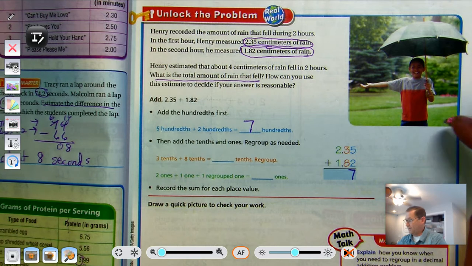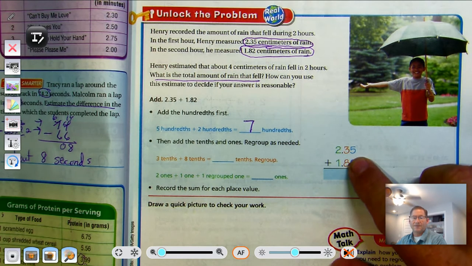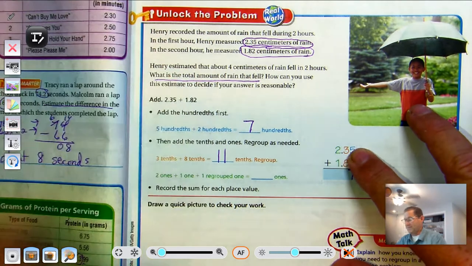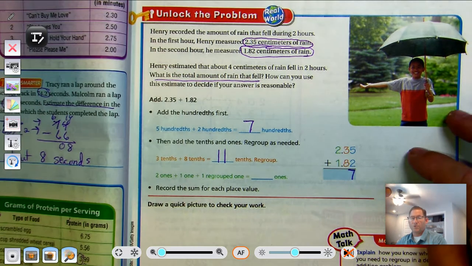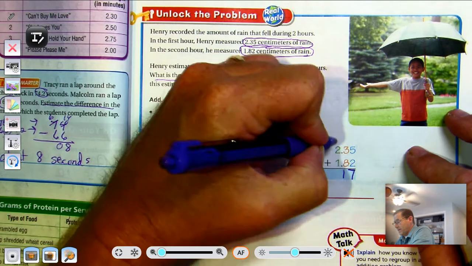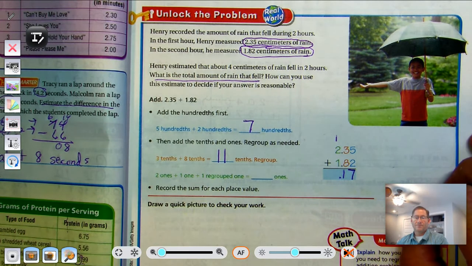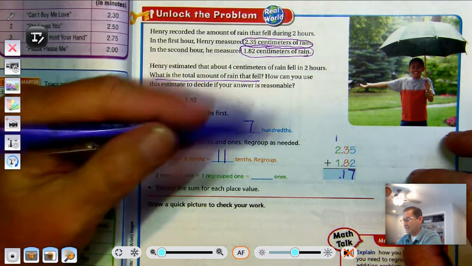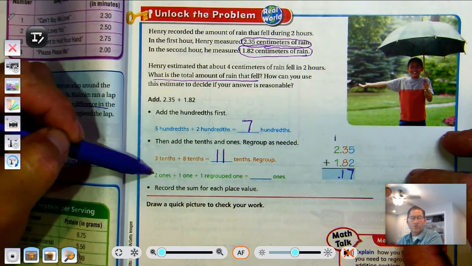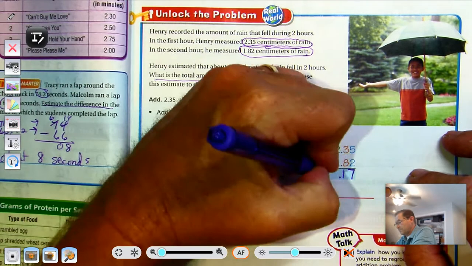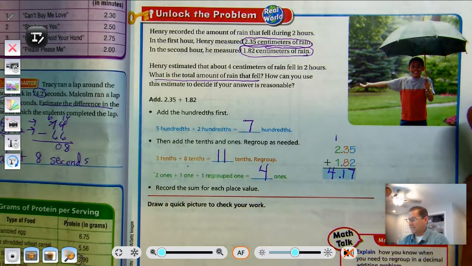We don't have to regroup. So let's go to the next one. Now we're going to add the tenths. 8 tenths plus 3 tenths is 11 tenths. Well, there we have to regroup, right? We're going to regroup it as 1 one and 1 tenth. All right, now I add the ones and the regrouped one. 2 plus 1 gives us 4. So 4 and 17 hundredths.